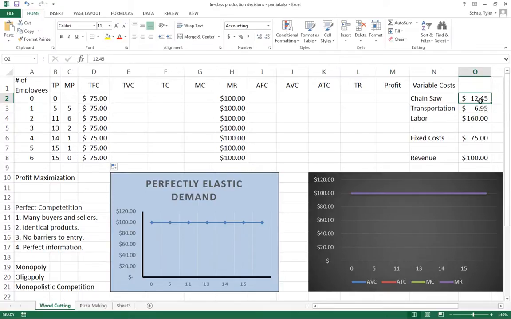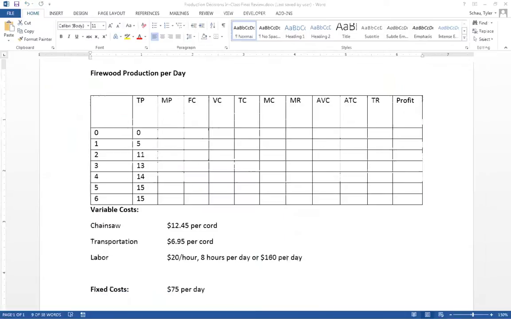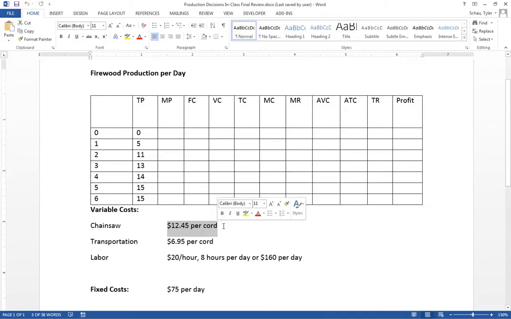We're making a bunch of assumptions, and one of them is that for every cord of firewood you cut, you're going to have $12.45 in costs related to the chainsaw. So I'm going to say, all right, take the chainsaw costs and multiply it by the number of cords of firewood. I do that because if you notice on the worksheet, it says variable cost chainsaw $12.45 per cord, and transportation $6.95 per cord. Labor is going to be $20 an hour, 8 hours a day, or $160 per employee per day, and then fixed costs at $75 a day.